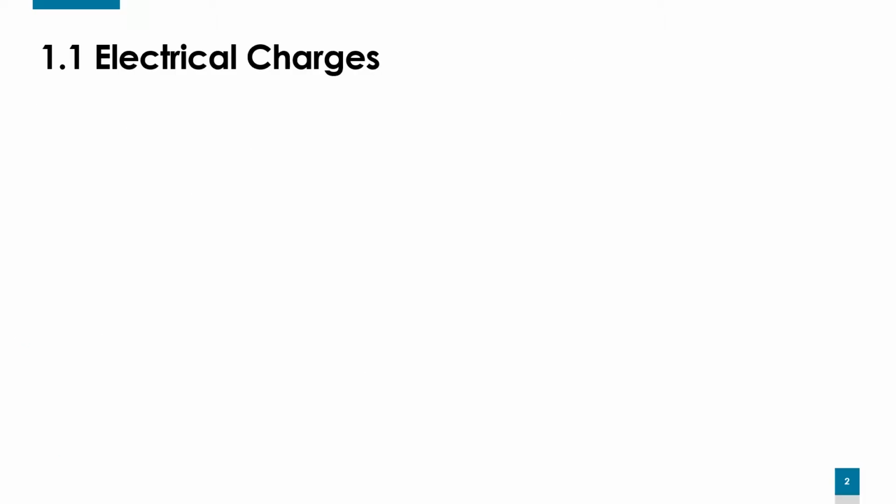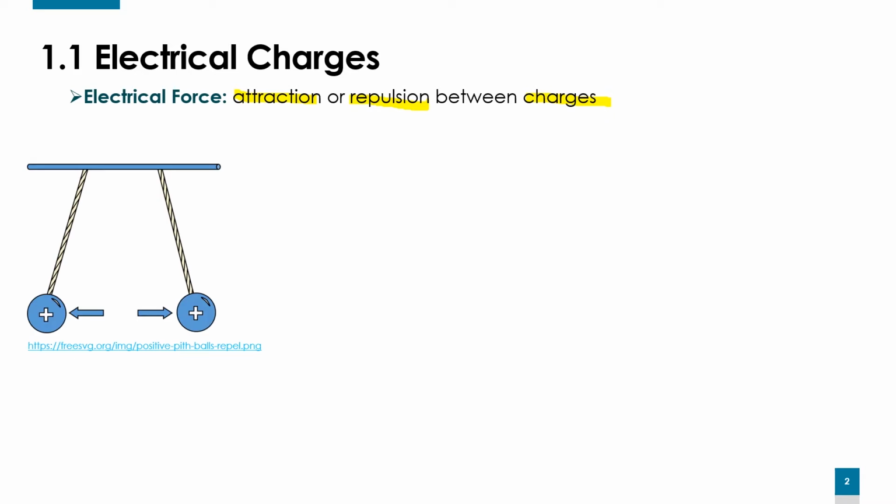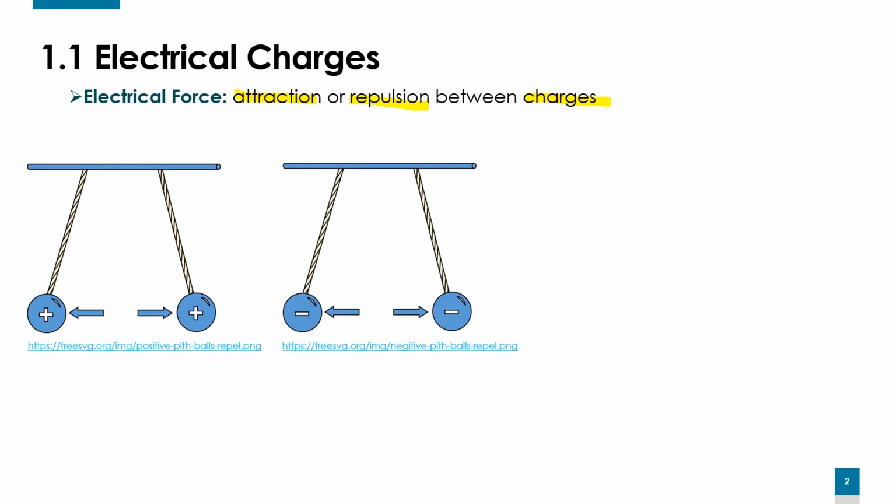Just a review from what we saw in the last presentation. Electrical force is the attraction or repulsion between charges, right? And there is a rule that you need to follow. For example, if I have two charges that are the same, what's going to happen? Two positive or two negative charges close to each other will repel each other. Same charge, or like sign, repel each other.